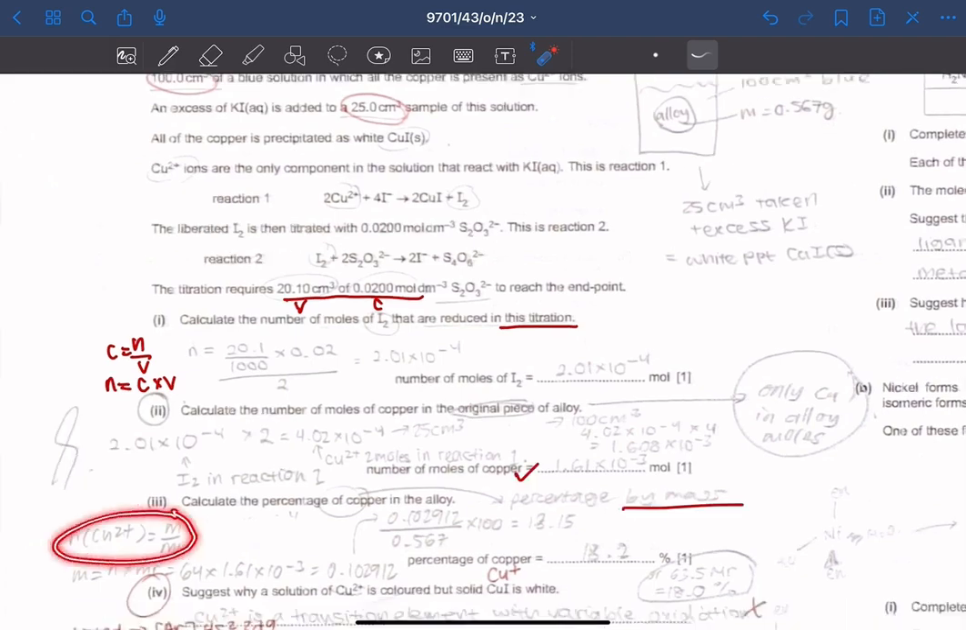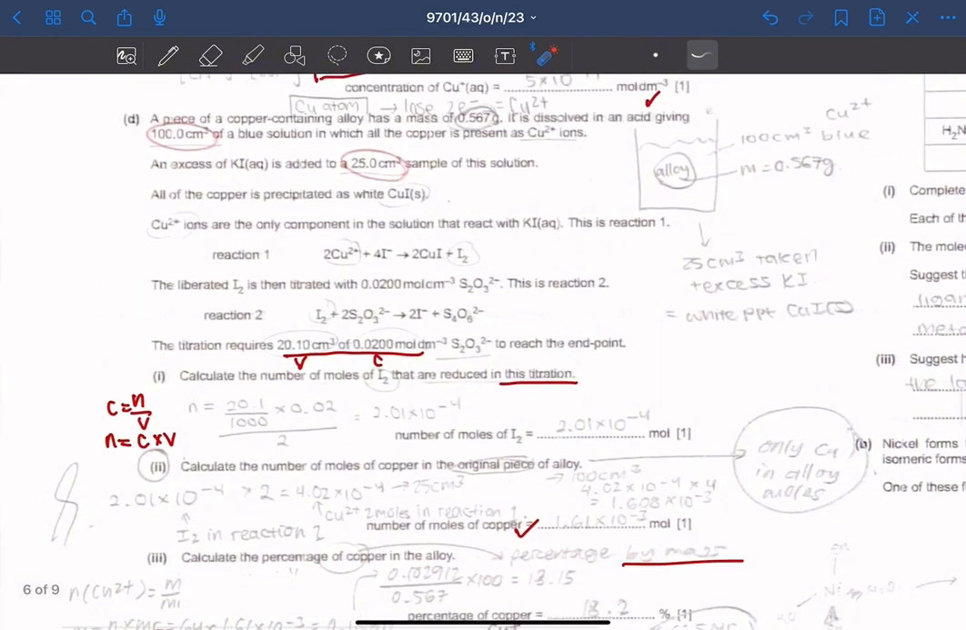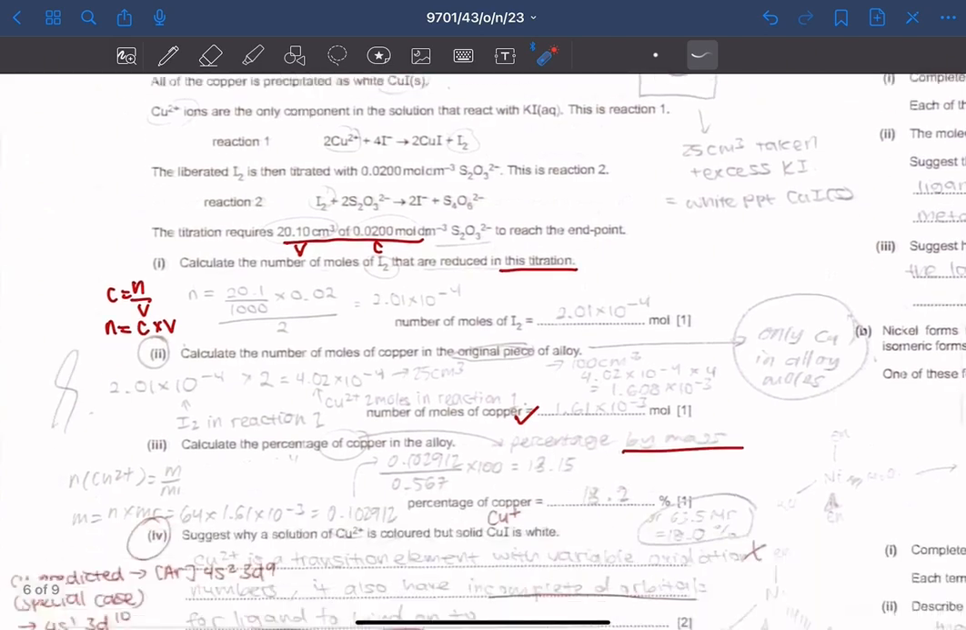So because mole is equal to mass over Mr, we can reorder this equation. Mass is equal to mole times Mr. So the mole is previously 1.61 times 10 power negative 3, multiplied by the Mr 64. We get 0.102912 grams of Cu in the original alloy, divided by the total mass of the alloy. The piece of copper containing alloy has a mass of 0.567. So this divided by 0.567, multiplied by 100, we get 18.2.